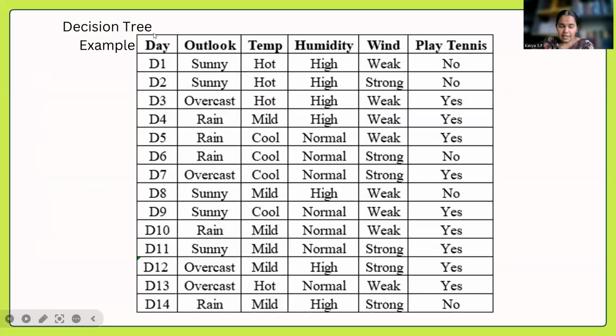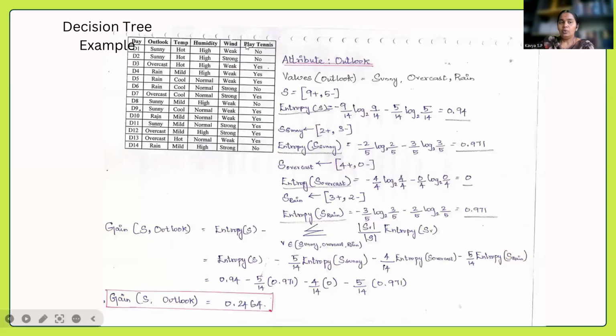Here is a real-time example that shows the raw data taken into account for around 14 days, with their various attribute measures and the outcome, that is whether or not I am playing tennis. The attributes are outlook, temperature, humidity, and wind. In order to calculate the information gain, the formula is entropy of S minus the weighted average of entropy of all the available attributes. I'm taking each attribute one after the other.